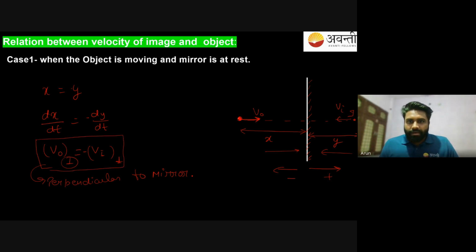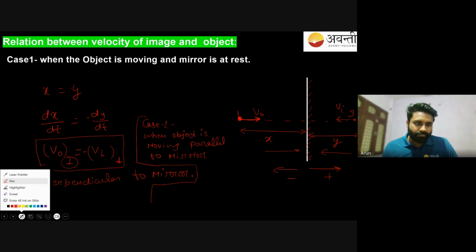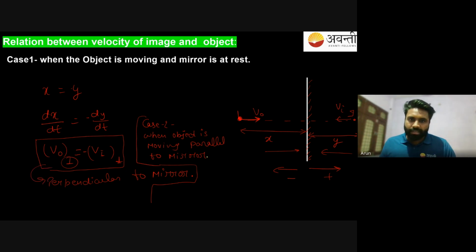Okay, now in the second case, I have just mentioned it here, case second. When the object is moving parallel to the mirror. I'm just changing the color for your better understanding, so you can differentiate what is for the perpendicular and what is for the parallel. So this is the velocity of the object, this is the velocity of the image.